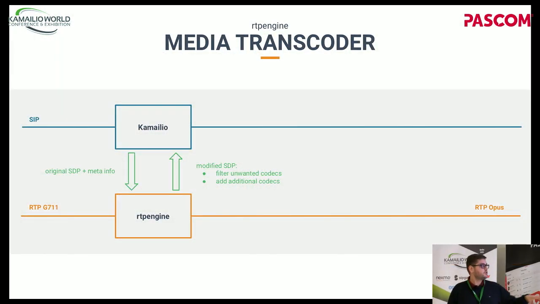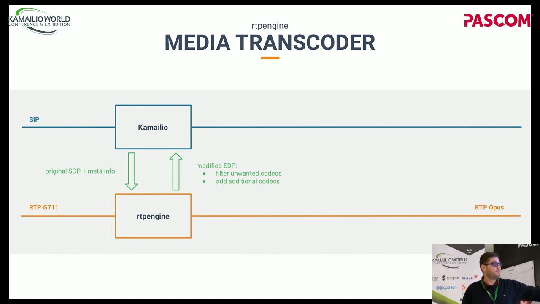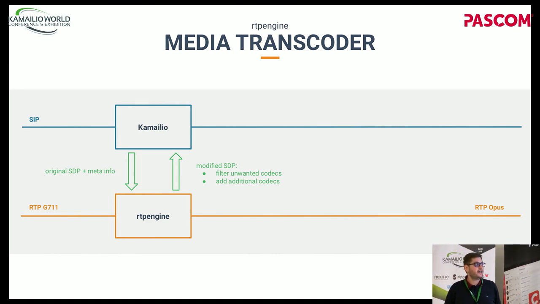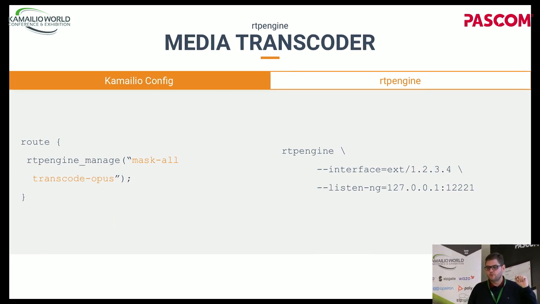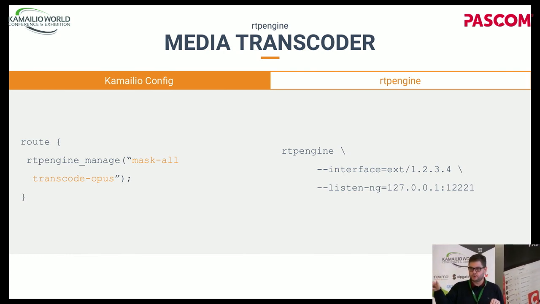Again, not much difference. You just have G711 in that example on one hand, and you want to do Opus on the other hand. So what RTPEngine does is it filters out all the unwanted codecs if you instruct it so, and adds the additional ones you want. In that case, we want to enforce a call being Opus on one hand.